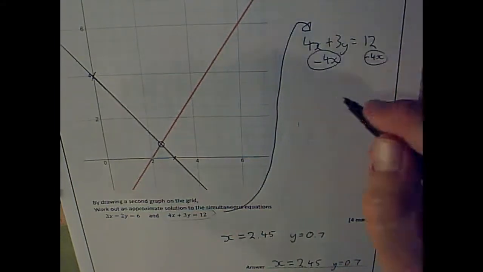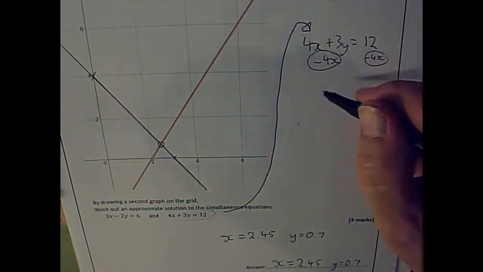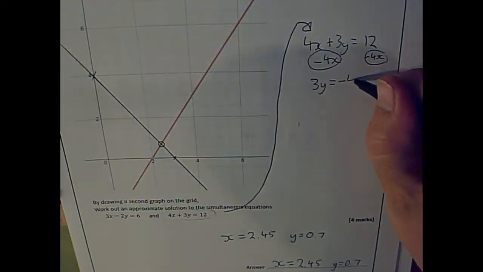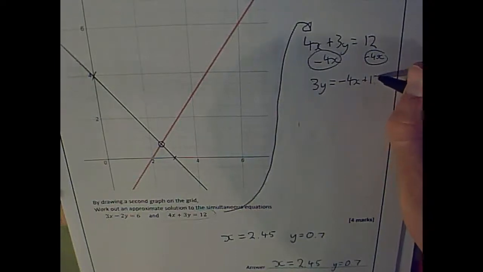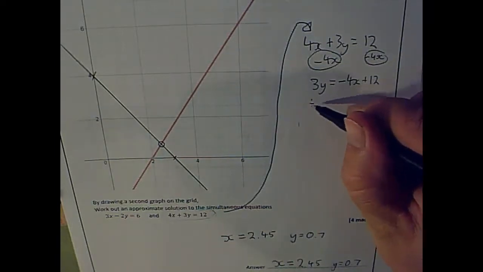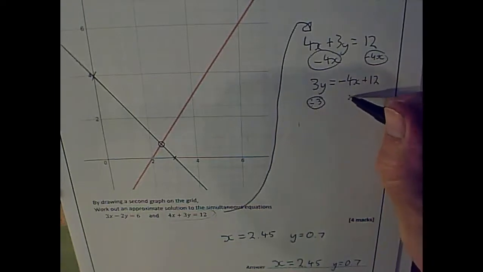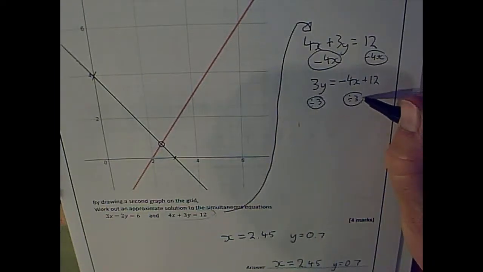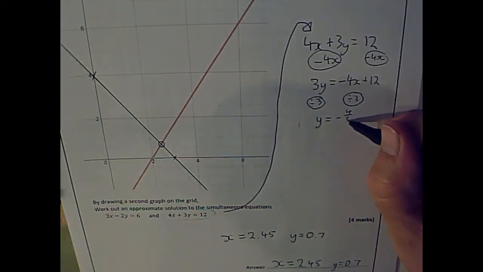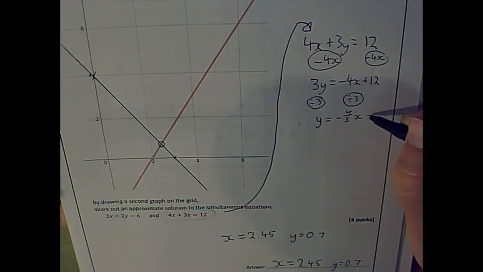So I've got just the y's on this side. So I've got 3y equals, and I'm going to put this minus 4x plus 12, just putting it that way round rather than 12 minus 4x. It's exactly the same thing because it's in this mx plus c format. And if I divide both sides by 3, I just need to be careful with that. Divide both sides by 3, that gives me y equals minus 4/3 x plus 12 divided by 3 is 4. And that's this line here.